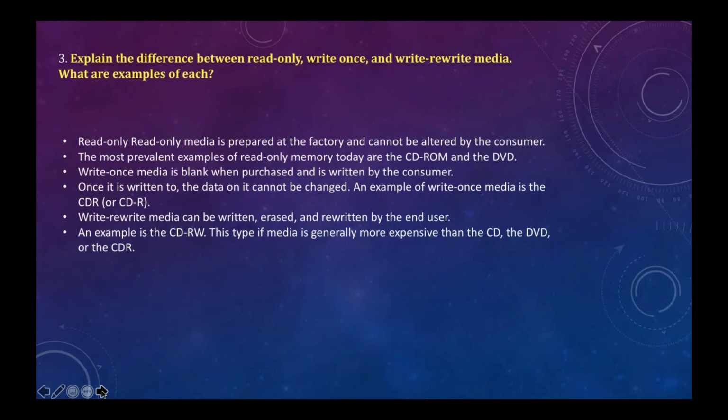And then there are others that you can write and rewrite media. So you can delete several times and erase and put something new. You can continue to use it as much as you want. So that is the difference between the different types of read-only, write once, write, rewrite media. Those are the examples that we have.